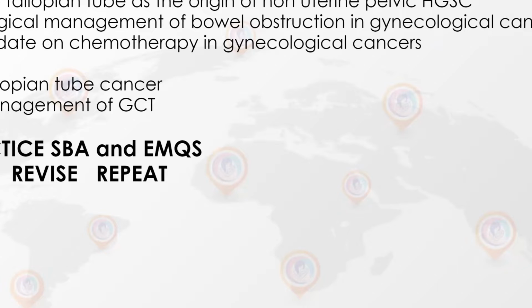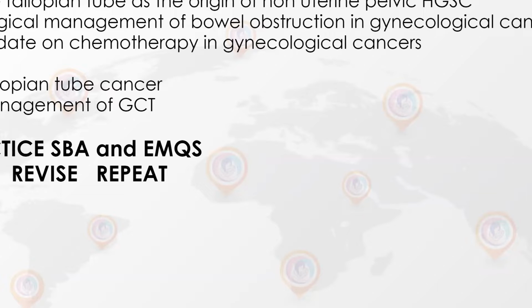So these are some of the TOG articles which you should go through for the important points and the important tables, from where you are usually asked questions. And a few of the SIPs: one is on fallopian tube cancer, and another on management of germ cell tumors. So all these things you need to cover from the SIPs.